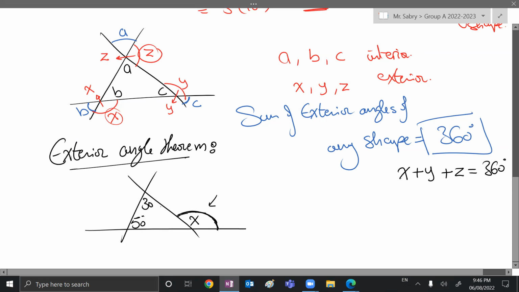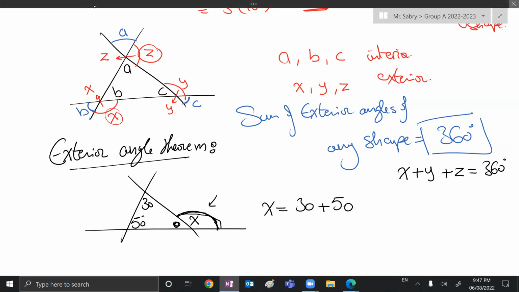Let me repeat that. Since I want an exterior angle, I go inside the triangle first of all and take the two angles that are not next to it. So leave this one and take the other two, which are 30 and 50. That should be the value of the exterior angle.